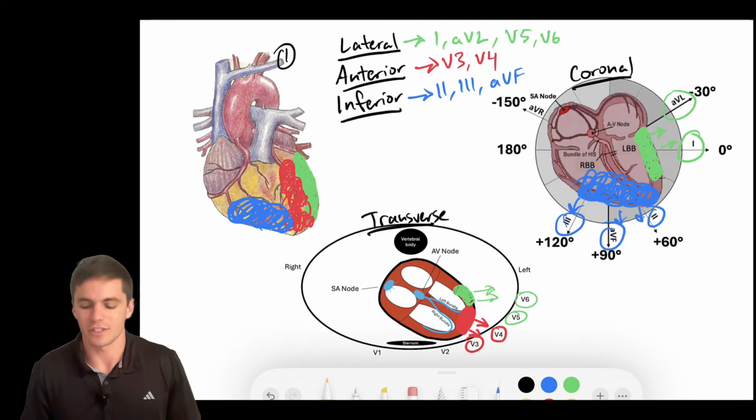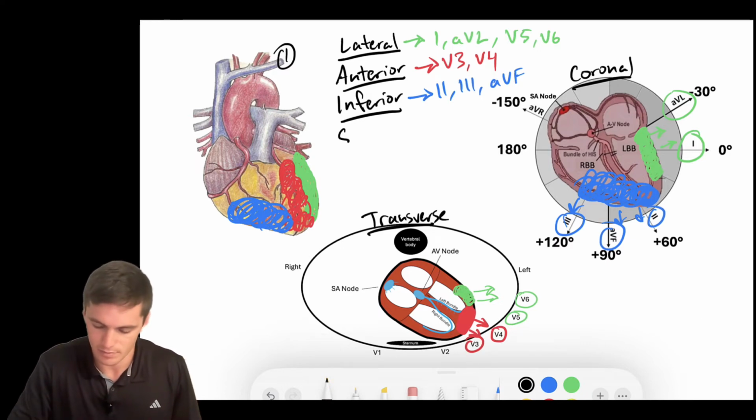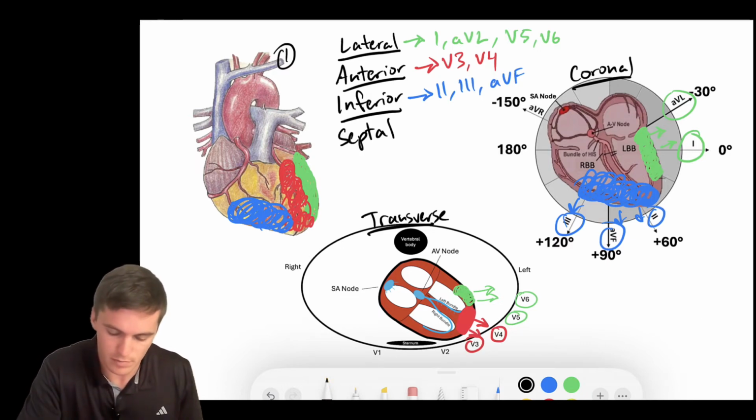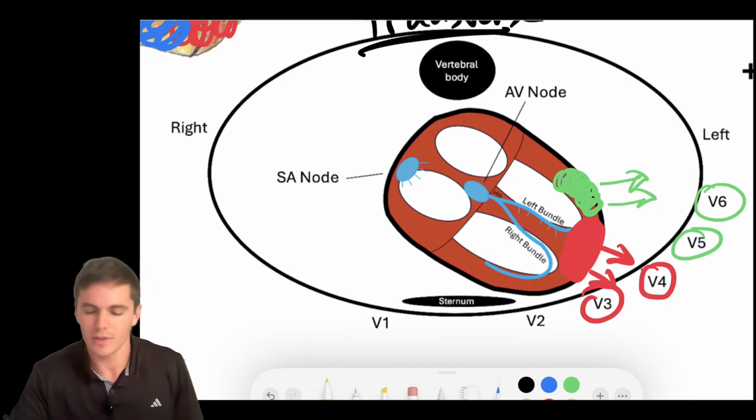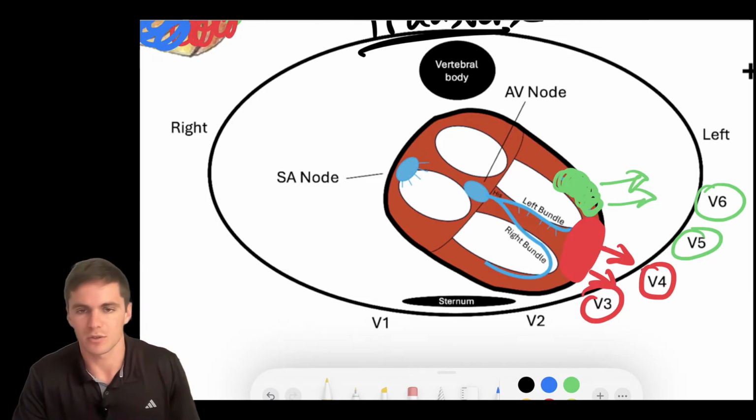And then the last region is the septum. So the septum, or the septal leads, are, if I zoom in on the transverse, remember that the septum, this is kind of a fun little reminder, remember that the septum, the interventricular septum, the depolarization of that little portion of muscle is supplied by the left bundle.